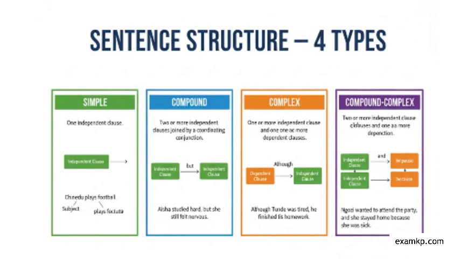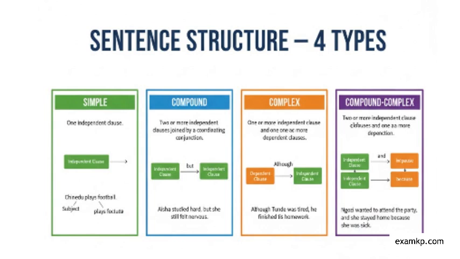Okay, now for the one that trips a lot of people up, the complex sentence. It has one independent clause that can stand all by itself, like he finished his homework, but it's connected to a dependent clause, like although Tan was tired. See how that part can't be a sentence on its own? That's the key. It depends on the other part to make sense.